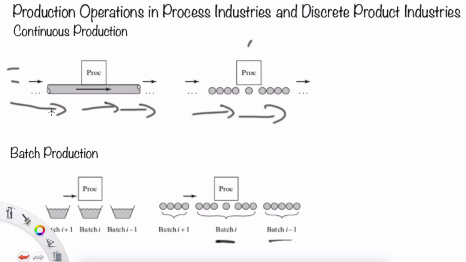Not all industries can be classified as continuous production. And even within continuous production, we have to separate the process industries and the discrete industries. This is the process industries, and this is the discrete.